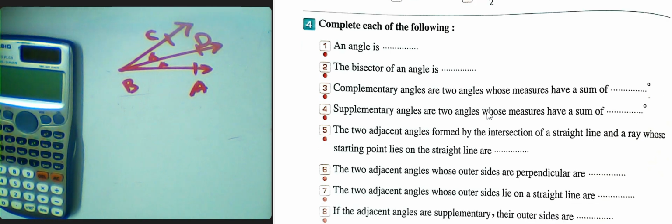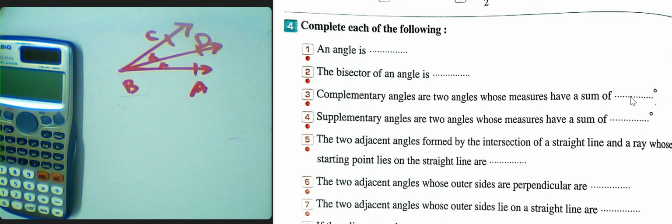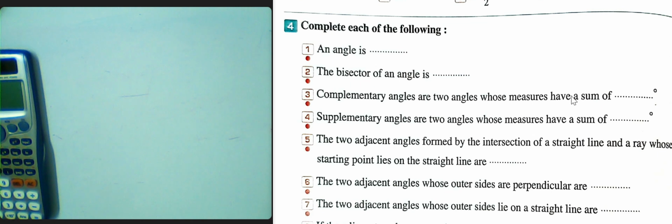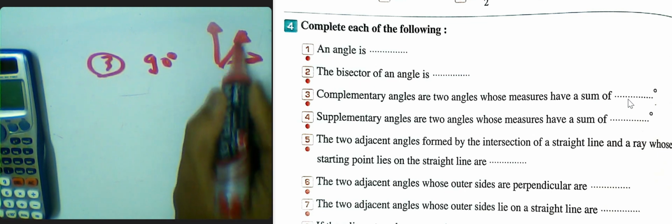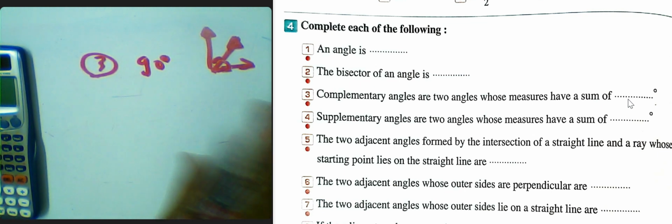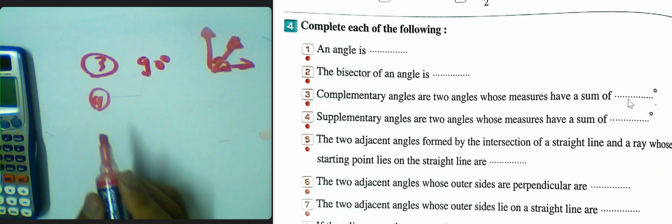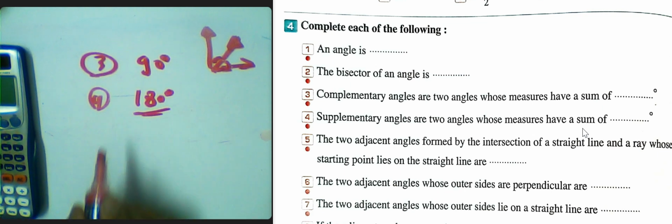Now, complementary angles are two angles whose measures have a sum of 90 degrees. Question number 3 again: complementary angles are two angles whose measures have a sum of 90 degrees, not 180. Any two angles whose sum equals 90 degrees, we call complementary angles. And number 4, supplementary angles are two angles whose measures have a sum equal to 180 degrees.